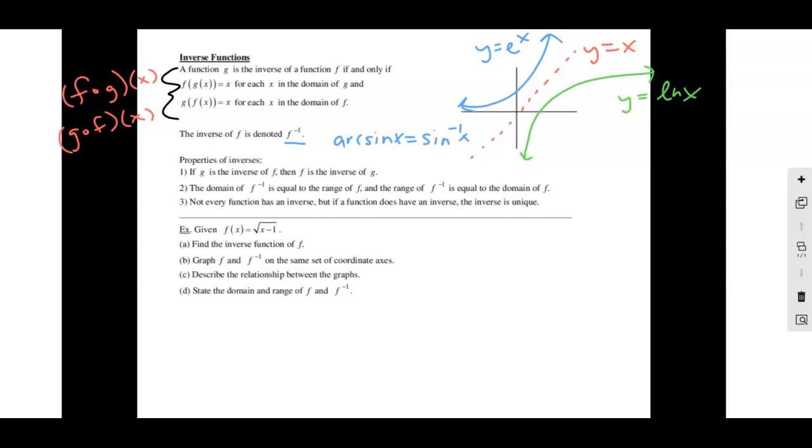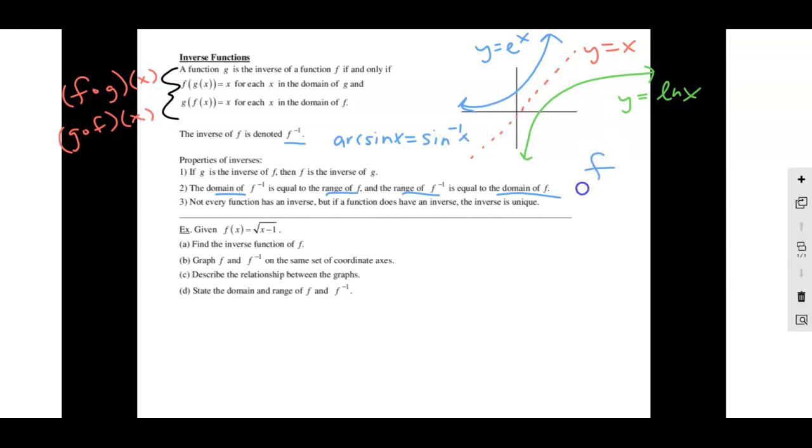The domain of the inverse is the range of the original, and the range of the inverse is the domain of the original. So the x's and the y's swap. That's how we find an inverse: you change the x's and the y's, and you solve it for y. The whole idea with an inverse is that it's a reflection over the line y equals x, so the x's and the y's are going to swap.